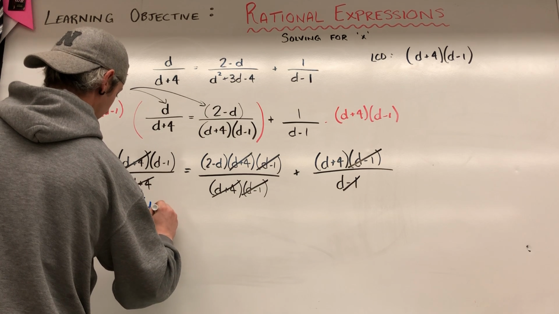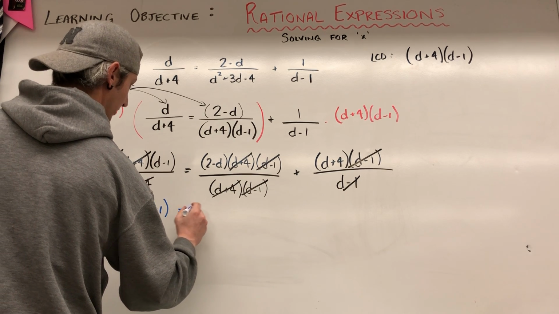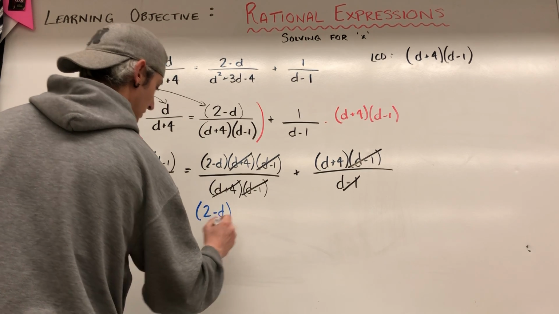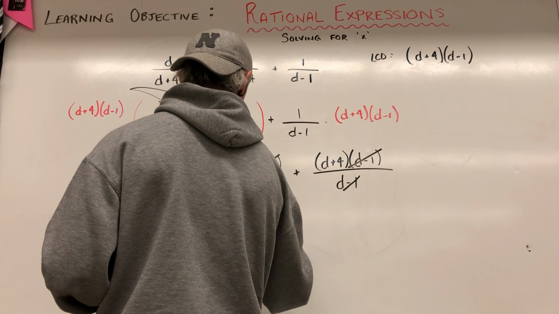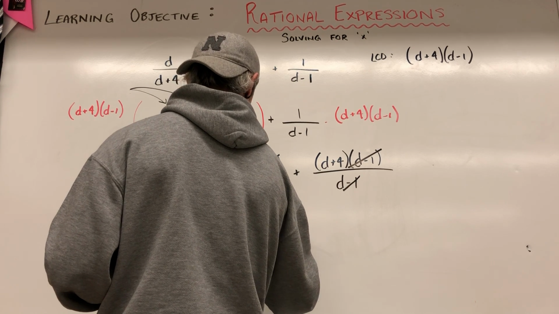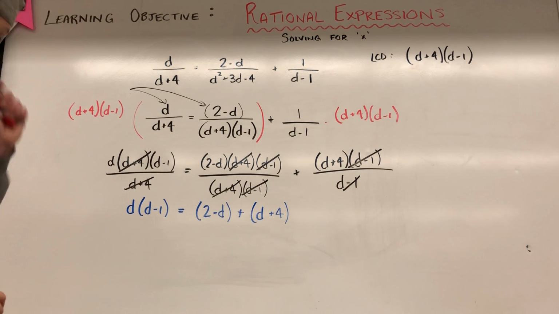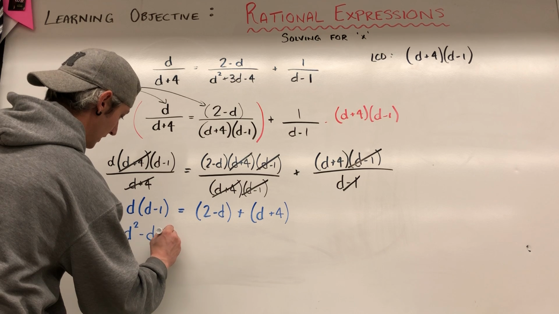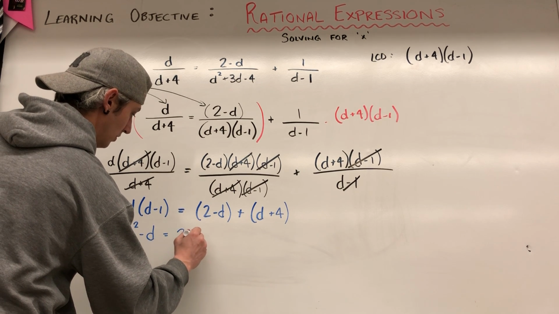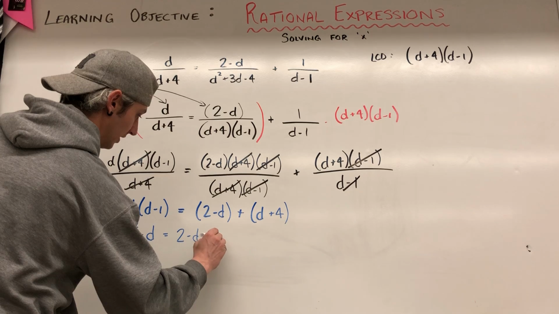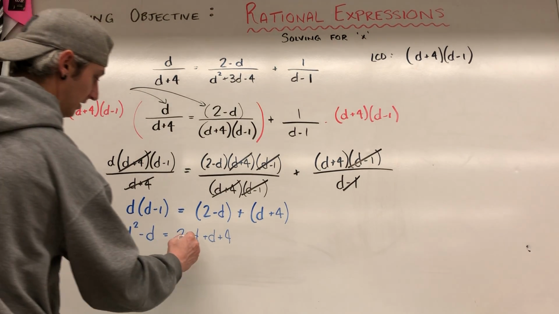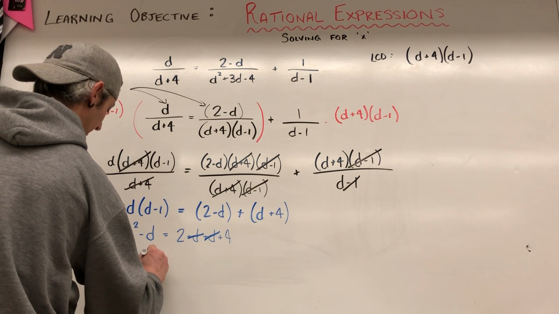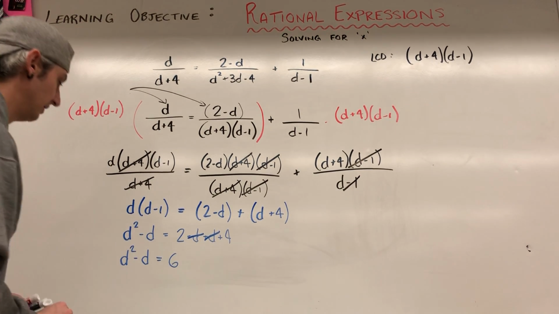I'm left with d times (d minus 1) is equal to (2 minus d) plus (d plus 4). And I'm going to expand it. D times d is d squared minus d is equal to 2 minus d plus 4. The d's here cancel with each other, and I'm left with d squared minus d is equal to 6.